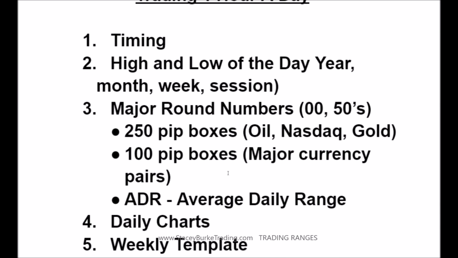But the high and the low of the day, the year, the month, the week, and the session. So again, level 3 on any time frame can set you up for large moves. And again, level 3 on the longer time frames, when they all align up, the month, the week, the day, the session, we can get some large scalable trade setups. Major round numbers, double zeros and 50s.